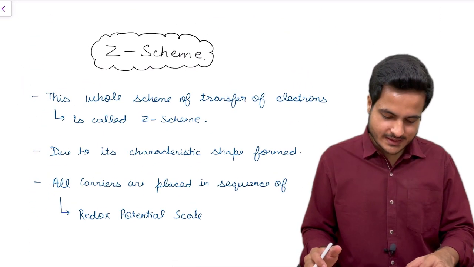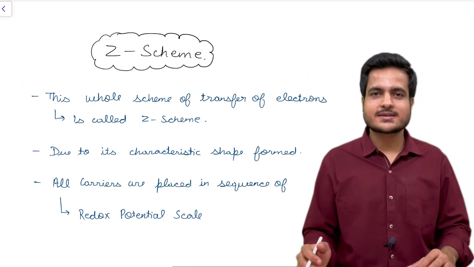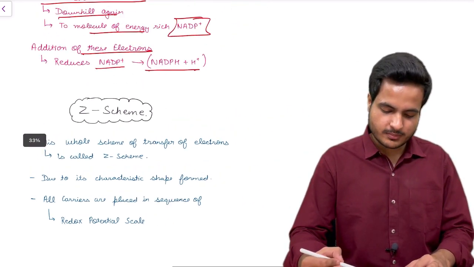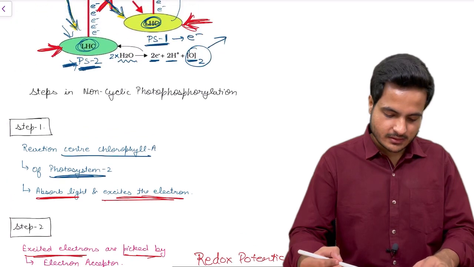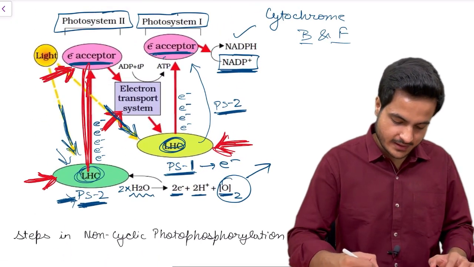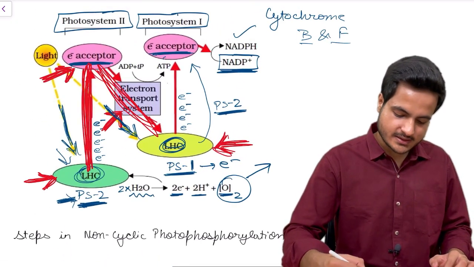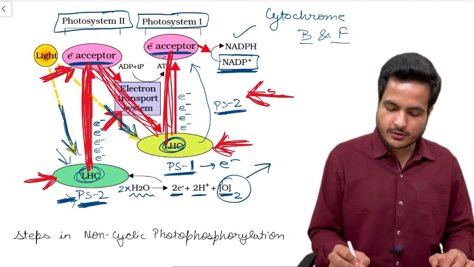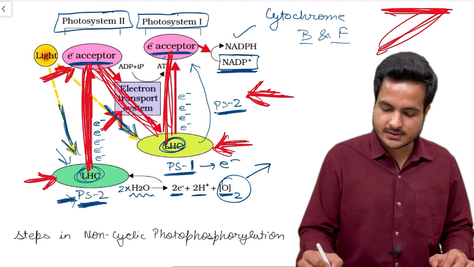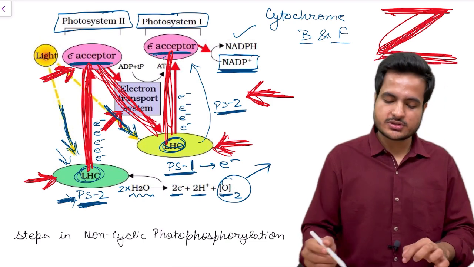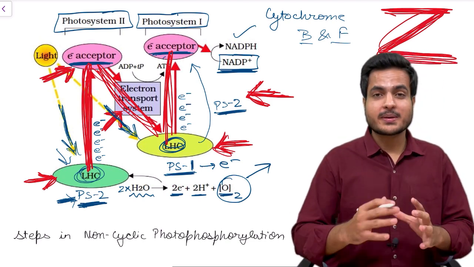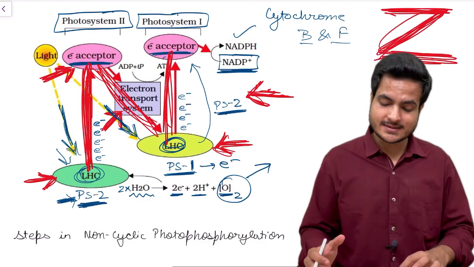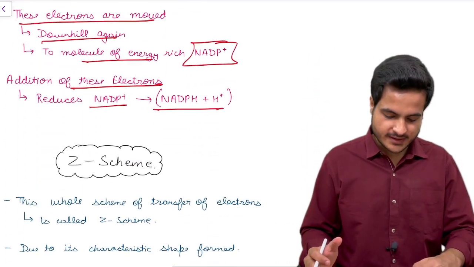Now let's talk about the Z scheme. We have already discussed in the light reaction that this characteristic arrangement of these pigments, which we can see, is in the shape of N. But when we see this N from this direction, we could easily form a letter Z. Therefore, this whole scheme of pigments arranged according to their redox potential scale is called the Z scheme. So that is what we are discussing right now.